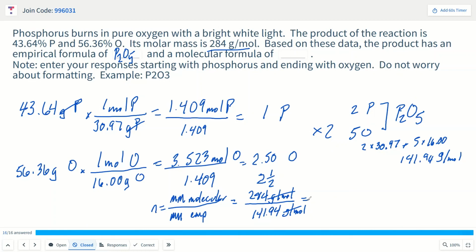My grams per mole cancel. 284 divided by 141.94 gives me almost exactly 2. So my multiplier is 2. That means that my molecular formula is equal to 2 times the empirical formula, which would be 2 times P2O5, which is P4O10. So P4O10 is my molecular formula.